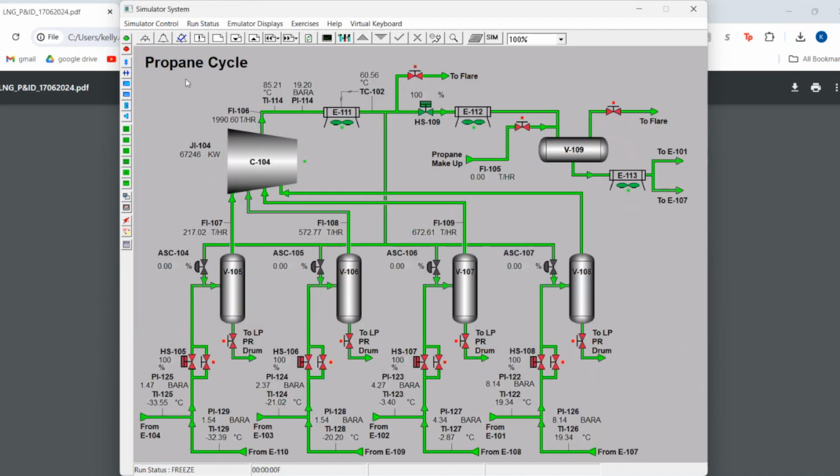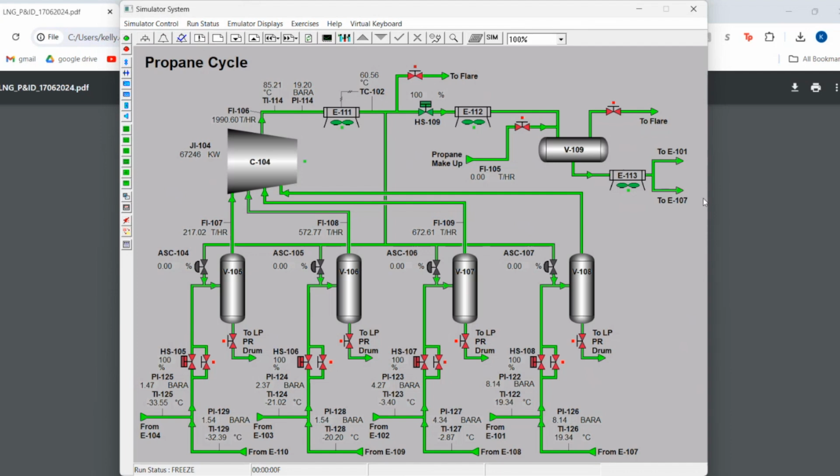This screen shows the propane cycle. The propane refrigeration system uses propane evaporating at 4 pressure levels to supply refrigeration to the feed circuit and the MR circuit. Propane from the discharge of the 4-stage propane compressor C104 is desuperheated and condensed by ambient air in the propane desuperheater E111 and the propane condenser E112. The condensed propane is collected in the propane accumulator V109, which is sent through the propane subcooler E113 before being supplied to the evaporators for the refrigeration of MR and feed gas.